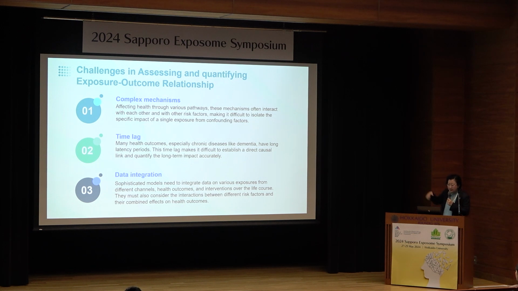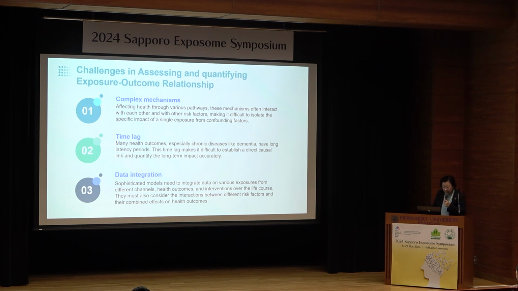And also the time lag is there, because many health outcomes, especially chronic diseases and also dementia, have a long-lasting relationship across life stages. So this time lag makes it difficult to establish the direct causal link and quantify the long-term impact accurately. And also the data could be derived from different sources, making integration a challenging thing.